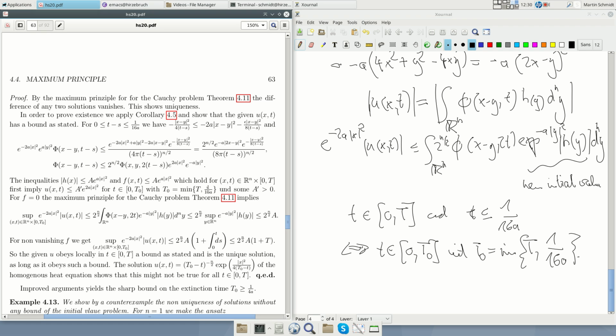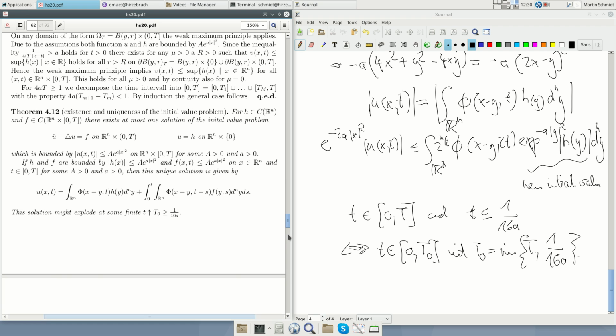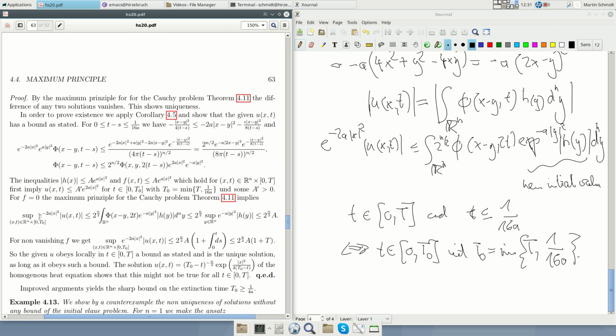Okay, so we define this, and then we get this estimate and also this estimate. So the given u now shows that the given u really obeys such a growth estimate. Of course with a different a, but this doesn't matter, because we only need any positive constant. So we get a weaker growth estimate, but still a growth estimate of the desired form.